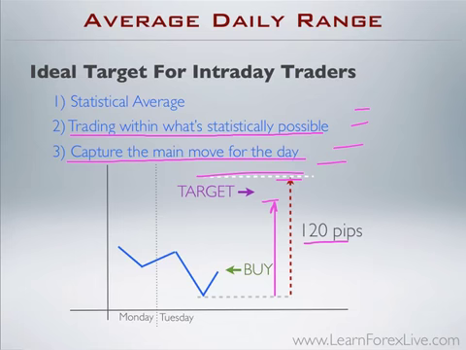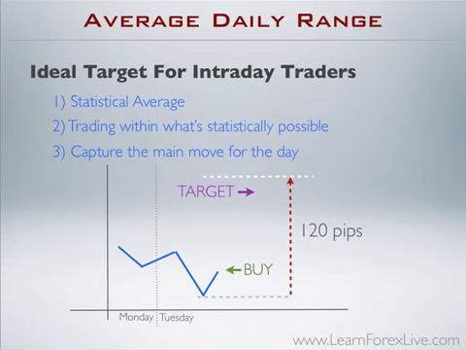So, like I say, 85% of the average daily range is a sensible decision, and around that ballpark is where you want to close out your intraday trades.